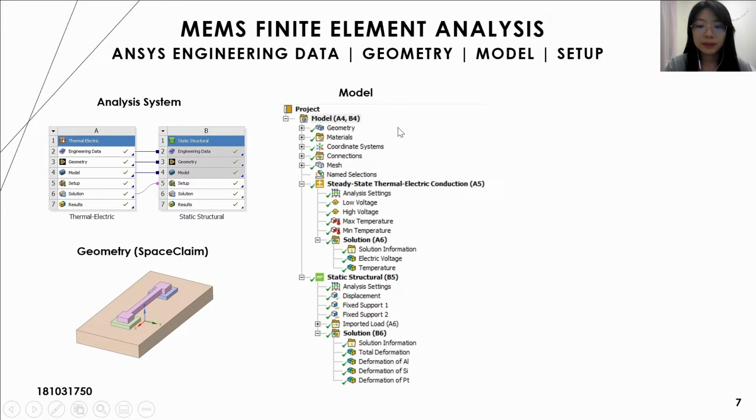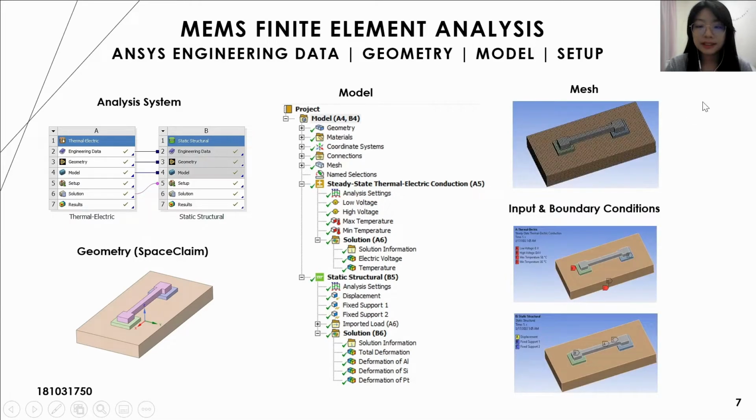In the ANSYS model, all of the parameters that need to be changed are inserted into the steady-state thermoelectric conduction and the static structural to analyze the total deformation of the material. After setting up, here is the figure of the mesh and the input and boundary conditions.